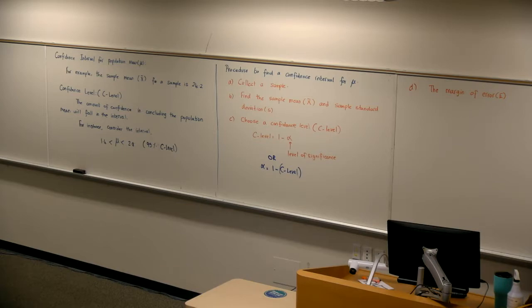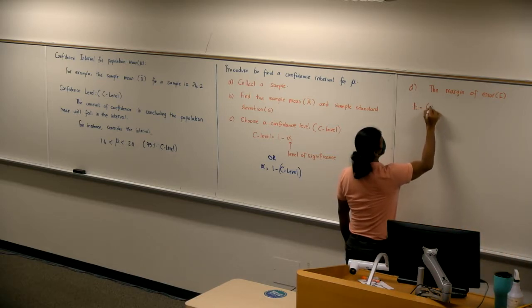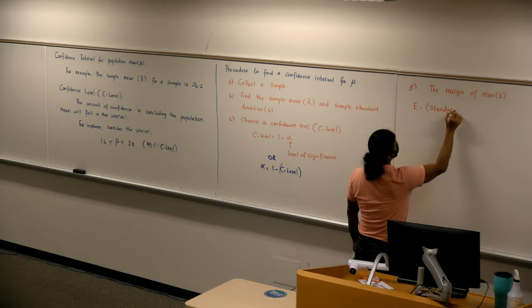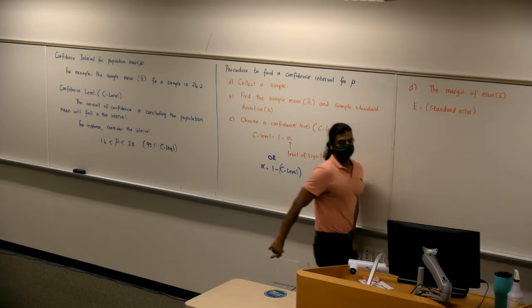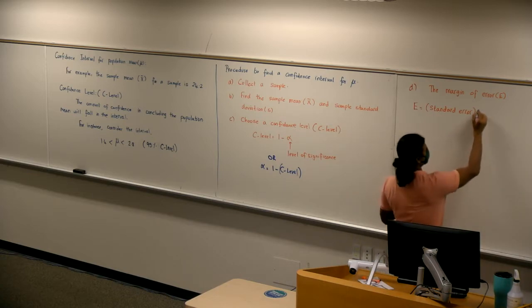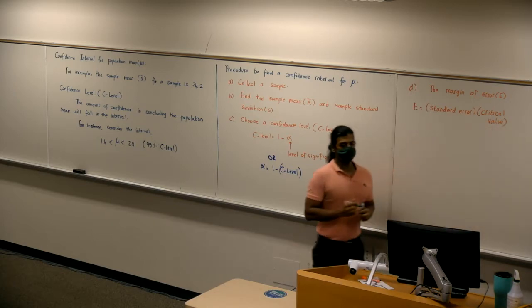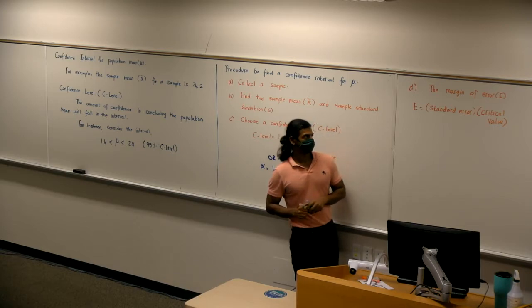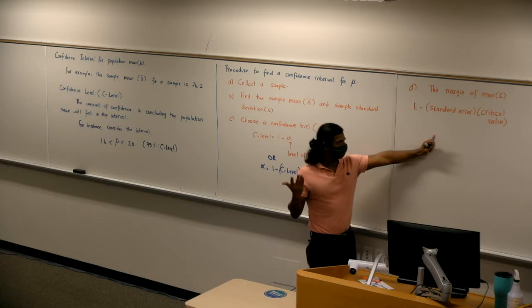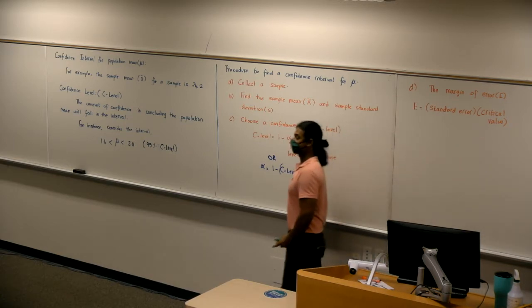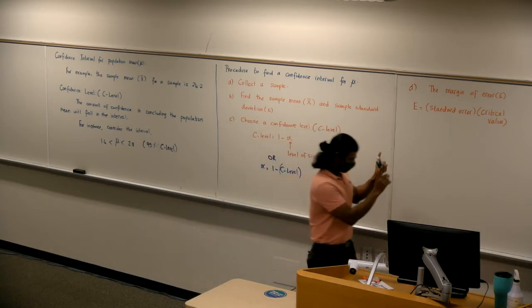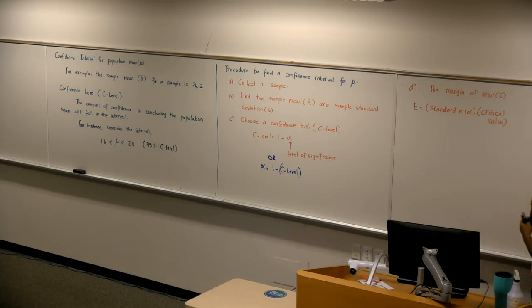And the margin of error is always a product of two things. One, standard error. The other is a critical value. Standard error has a formula. Critical value, we get it from a distribution. I'll explain that. But you can't forget that the margin of error is always the product of two things, which is standard error and critical value. Good?